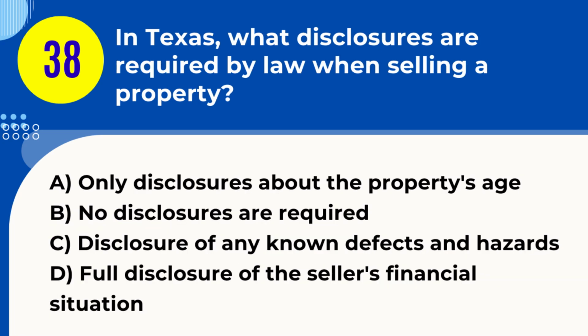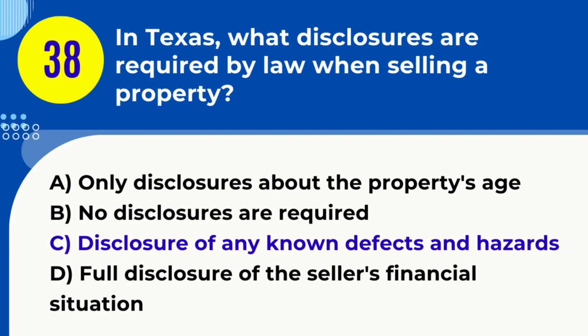Question 38. In Texas, what disclosures are required by law when selling a property? A. Only disclosures about the property's age. B. No disclosures are required. C. Disclosure of any known defects and hazards. D. Full disclosure of the seller's financial situation.